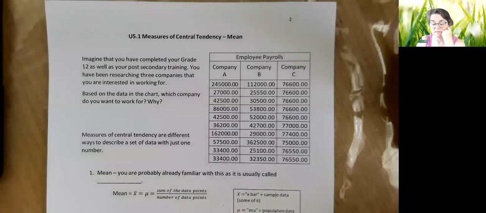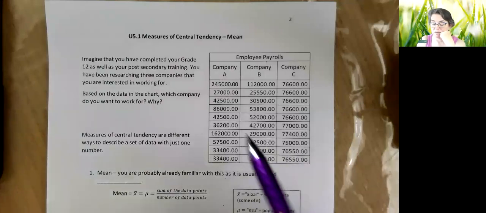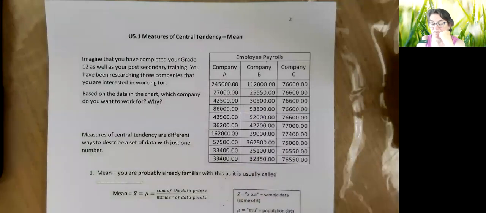So what I ask you to do is imagine you've completed your grade 12 and whatever post-secondary training you've got, your degree, your diploma, your certificate, your red seal, whatever you're going to get. And you're looking at 3 different companies that you're going to work for. Now, based on this, which company do you want to work for? And why? Truth is there's no right answer.